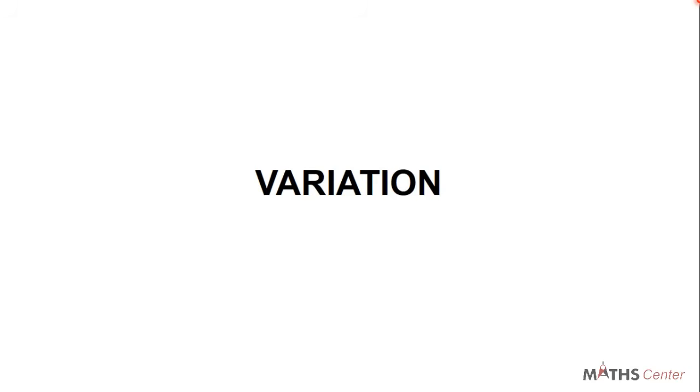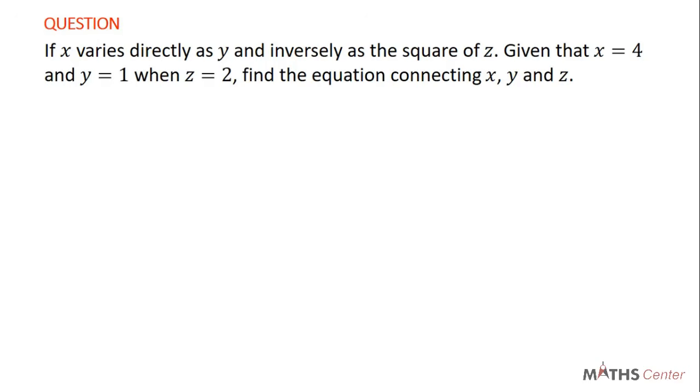In the previous video, we considered joint variation. In this video, we are going to solve a question on joint variation. The question for this video is: x varies directly as y and inversely as the square of z. Given that x is equal to 4 and y is equal to 1 when z is equal to 2, find the equation connecting x, y, and z.